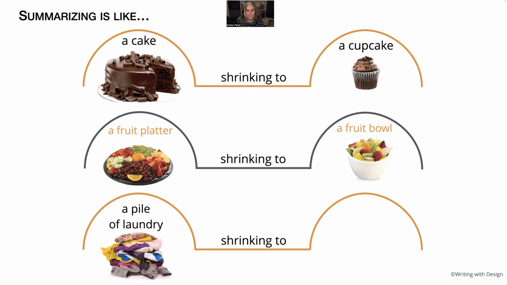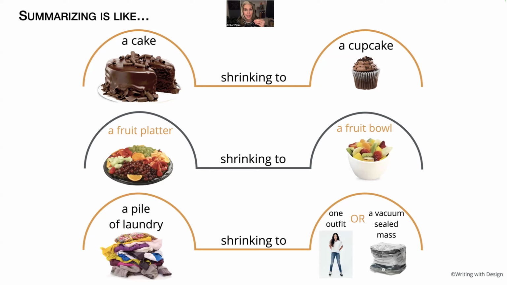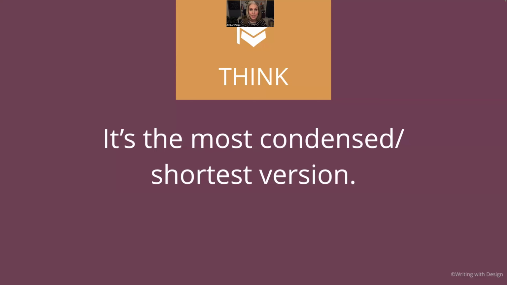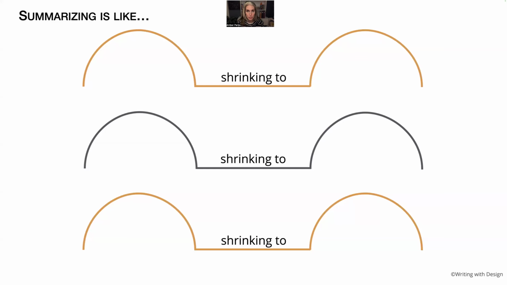A pile of laundry, if we shrink that, we could either end up with an outfit or we could end up with a vacuum sealed mass, right? Those bags where we put it in, we attach our vacuum hose to it, and it pulls out all of the air. That's what a summary is. It is the most condensed version of the information. And so that's what we want students to think when they hear the word summary. We want them to think shortest or most condensed version.